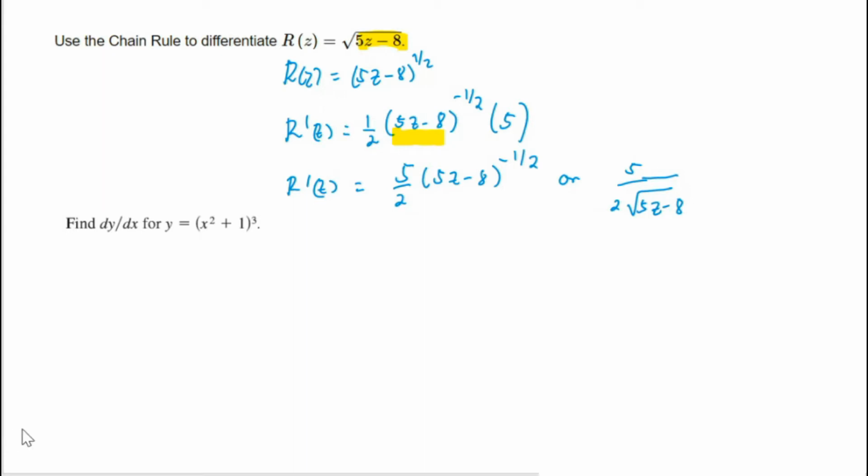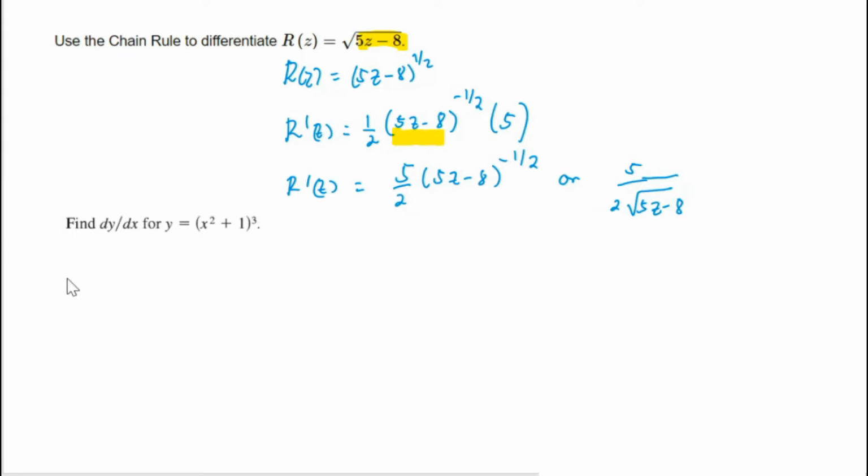Now for number 2, we are asked to find dy over dx for y equals the quantity of x squared plus 1 to the power of 3. Take note, the notation for the derivative could be written as dy over dx, or sometimes y prime. It depends on the name of the function. Like r of z, it could be written as r prime of z.